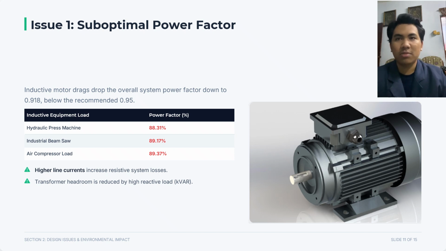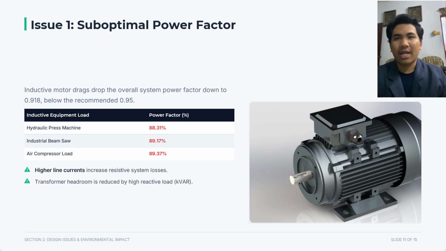The industrial beam saw is at 89.17%, and the air compressor is at 89.37%. This causes higher current, increases losses, and reduces system efficiency.